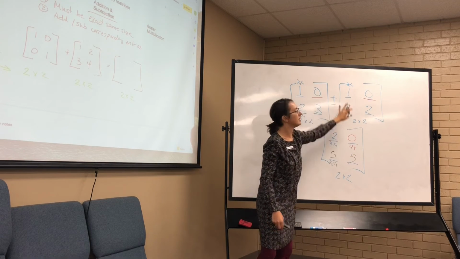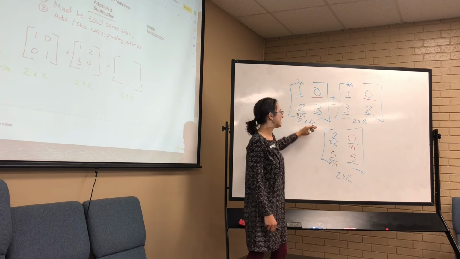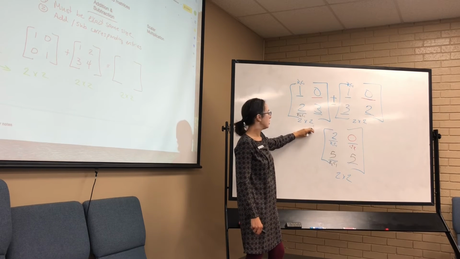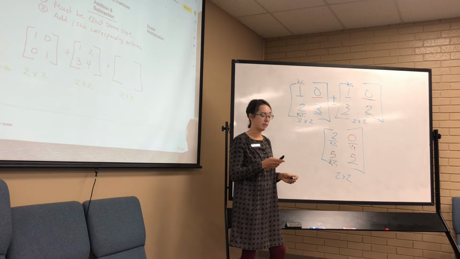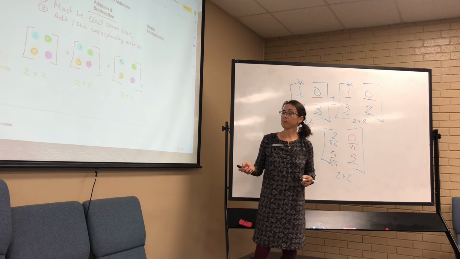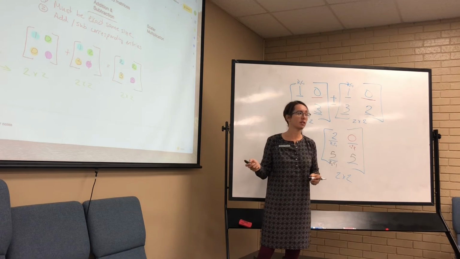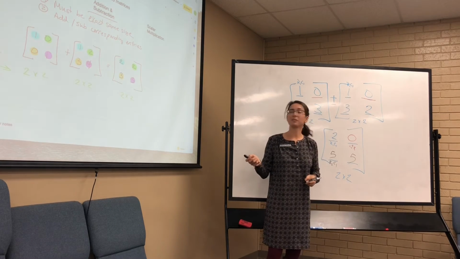So when we've added these two matrices together, we have a new one. It has the exact same dimensions. We've added our like entries. Any questions? Okay. If you go back and look on the Google Classroom, you'll see I've color-coded them so you can see which numbers need to go together.